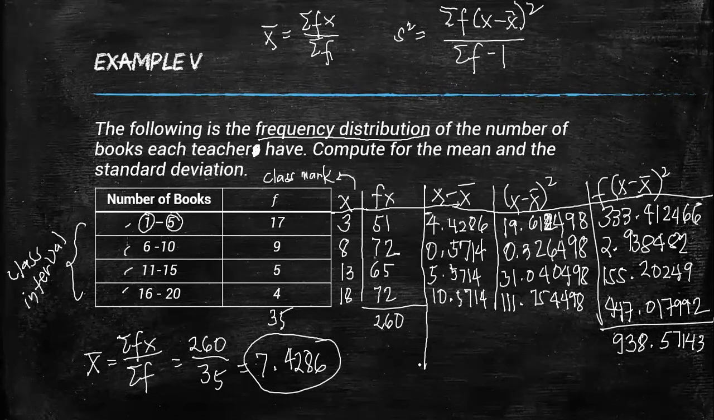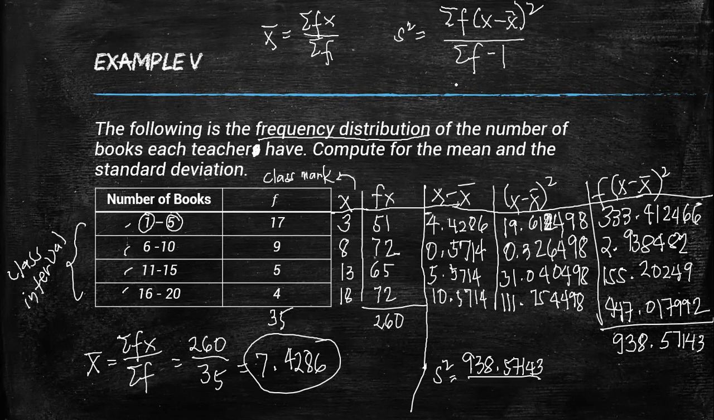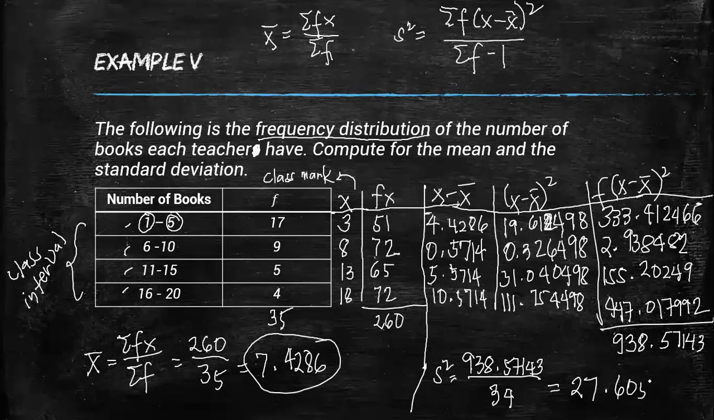So next po is, ayun na, gamitin na natin siya sa formula. So we have S squared is equal, diretsuhin ko na ha. Ito kasi yung summation of F times X minus X bar squared. So 938.57143 over ilan? 35 minus 1, kasi summation of F is 35, minus 1, 34. Divided by 34. So we have 27.6050. 50 na lang kasi ang 4 ang katabi.